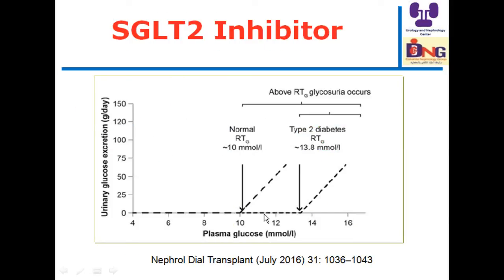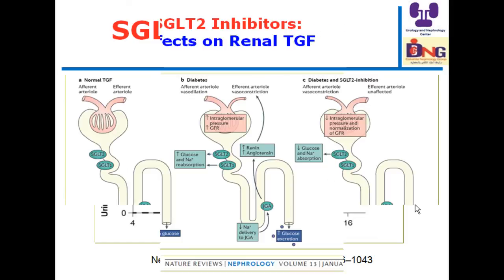In the normal situation, glucose is completely absorbed if serum glucose is normal. This just shows you that glycosuria occurs if serum glucose exceeds 10 millimole per liter, which means 180 milligram per deciliter. But in type 2 diabetes, this threshold is shifted to this level. So this means that the capacity of glucose absorption increased, and hyperglycemia will be the price of that. Again, the threshold of glycosuria shifts in this direction in type 2 diabetes.